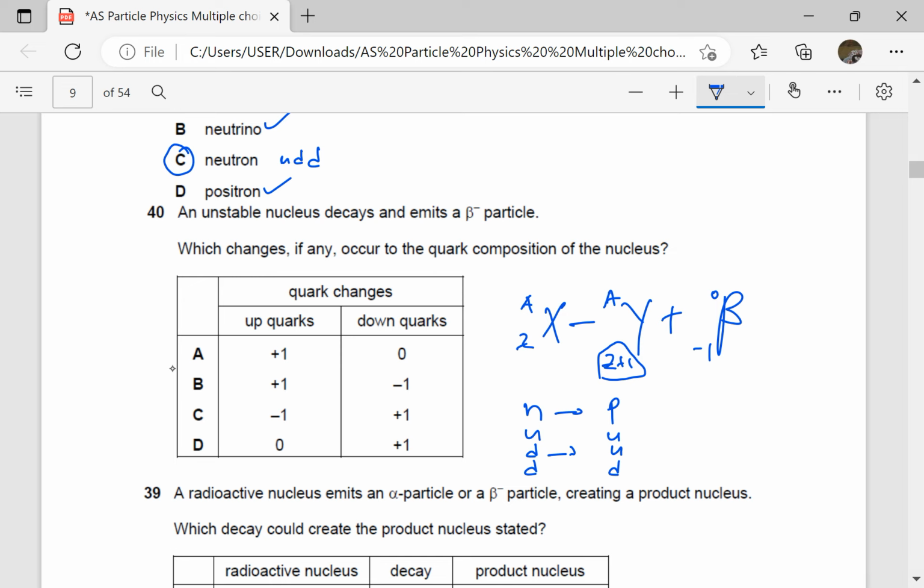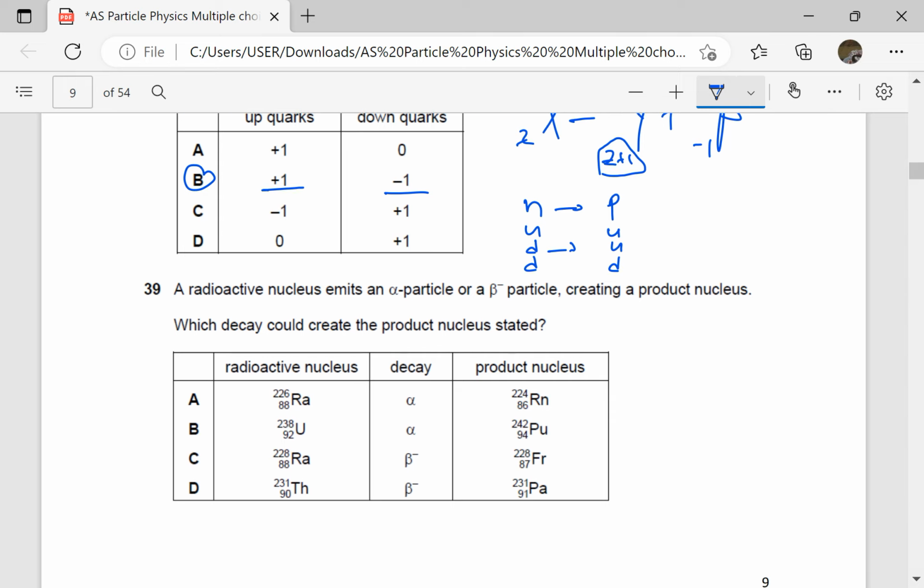So the up quarks are increasing by 1 and the down quarks are decreasing by 1, because one down quark changes to an up quark. So the up quark will be increased by 1 and the down quark decreases by 1. So the answer is going to be B.